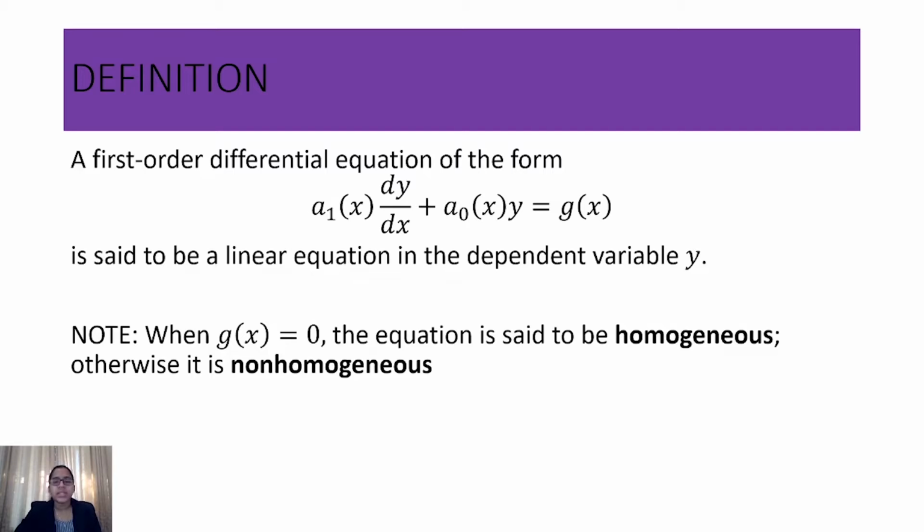Now there are two types of linear equations. The first is when g(x) is 0. When g(x) is 0, we call it a homogeneous equation, and otherwise it is said to be a non-homogeneous equation. I hope it is clear: g(x) equal to 0 means the equation is homogeneous, and if it is non-zero, it is non-homogeneous.